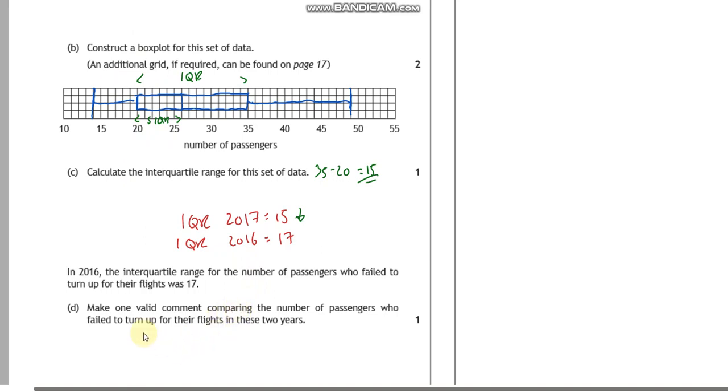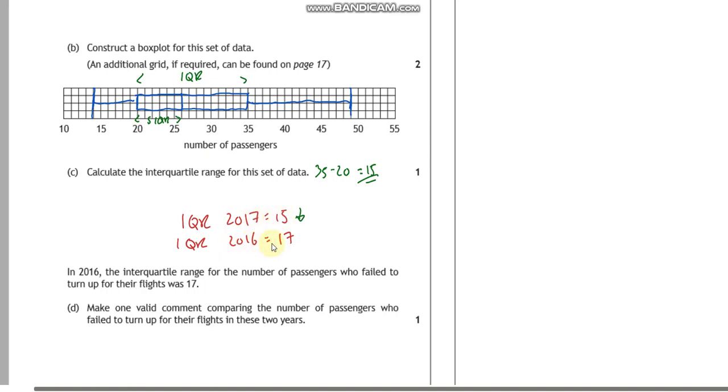So I'd be saying that in 2017, the results are more consistent than 2016. They've said it the other way around: in 2016 the number of passengers who turned up was more varied, so in 2017 the results were more consistent. You could actually beef it out a bit and just say the number of passengers who failed to turn up for the flights was more consistent. You link it into the question, and the point is that if you've got a small interquartile range, you've got a more consistent set of results.